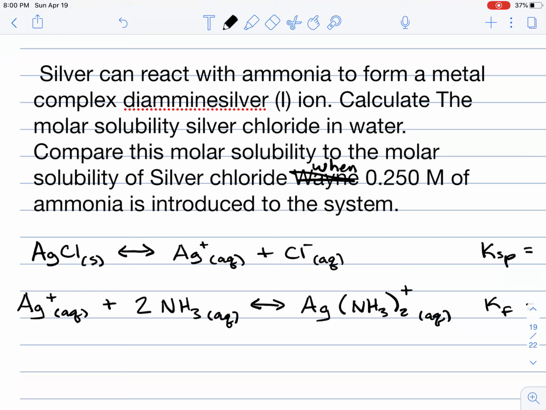So we're going to compare this molar solubility to the molar solubility of silver chloride when 0.250 molar of ammonia is introduced to the system.